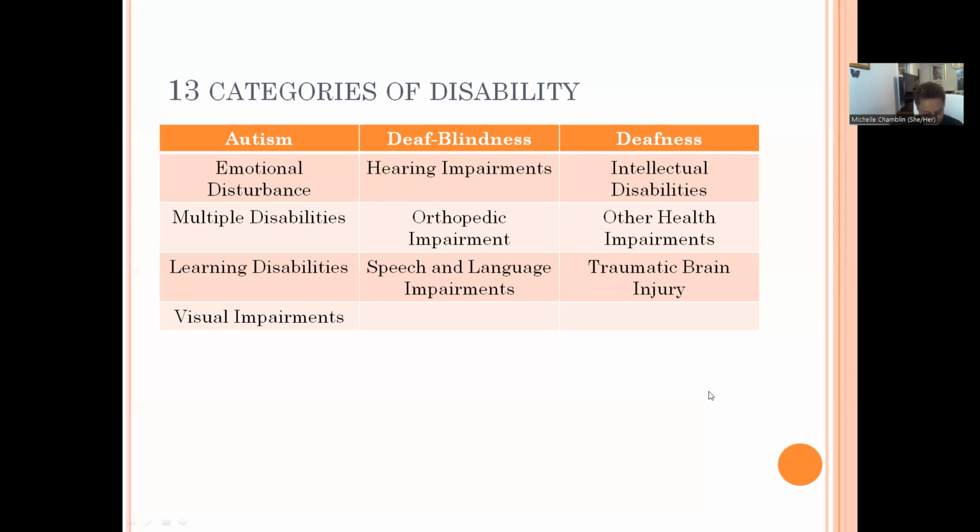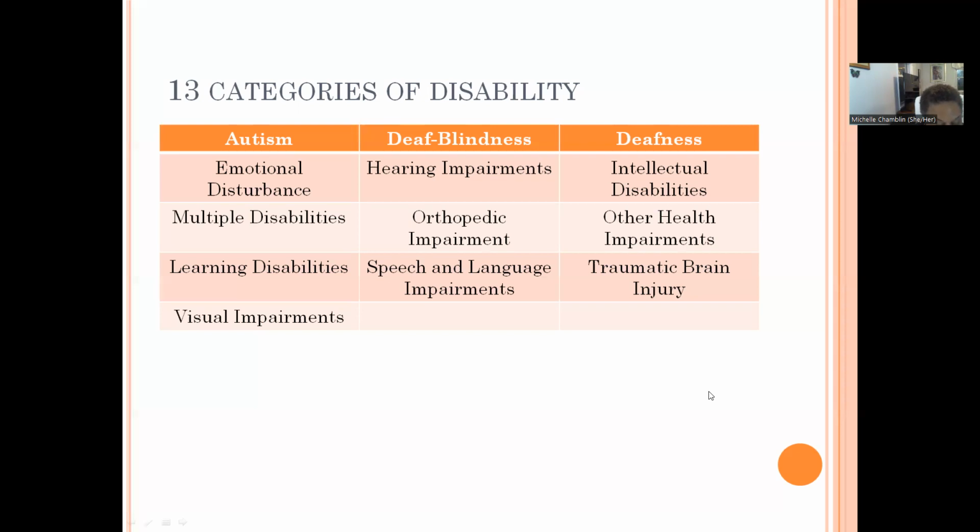Number 8: individuals with this disability have hearing impairments so severe that processing linguistic information through hearing is severely limited, with or without amplification, and educational performance is negatively impacted. Number 9: this category includes individuals with a condition in one or more of the following areas over an extended period of time.